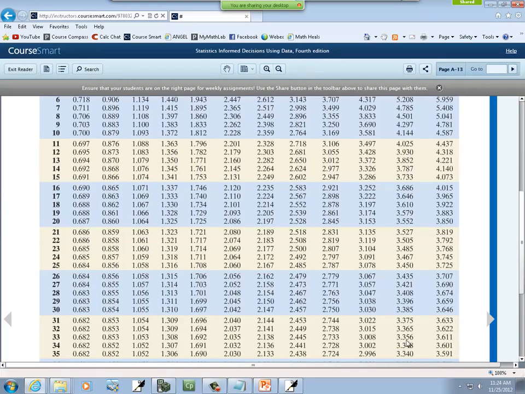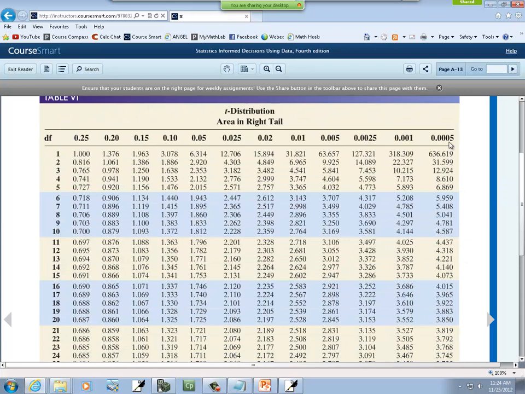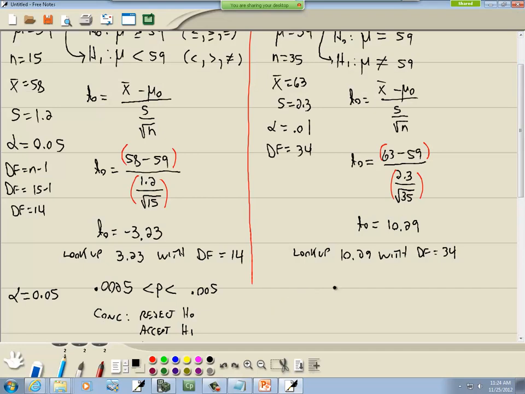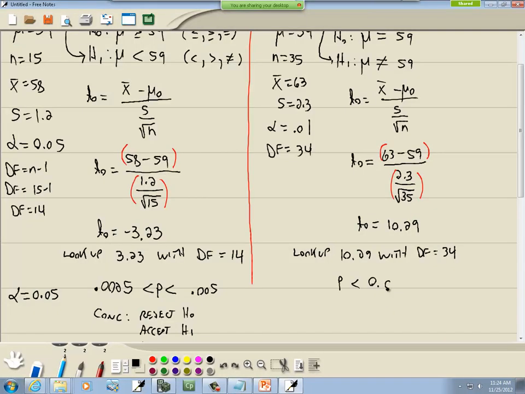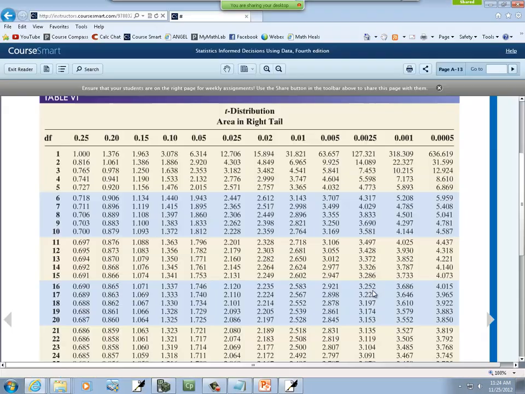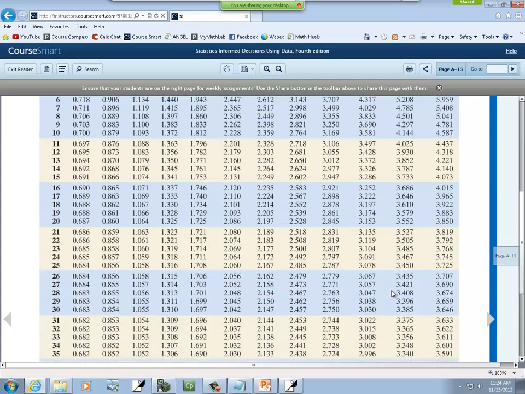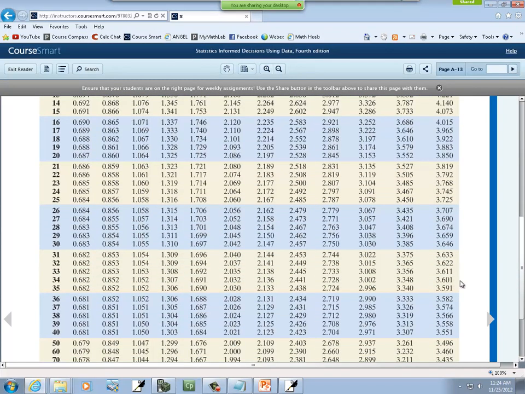Obviously I don't have 10.29 here, so it looks like it's greater than the 3.601. Notice how these go: as it goes to the left, it becomes greater than, which means the p-value is less than this. So my p-value is less than 0.0005. I can't say much more than that because it's greater than that.